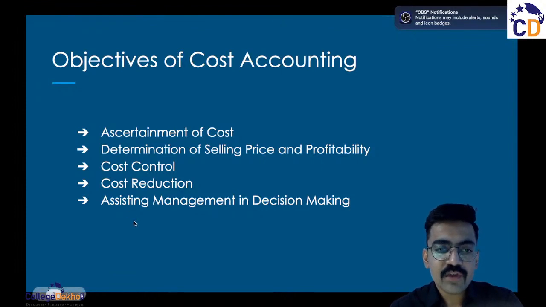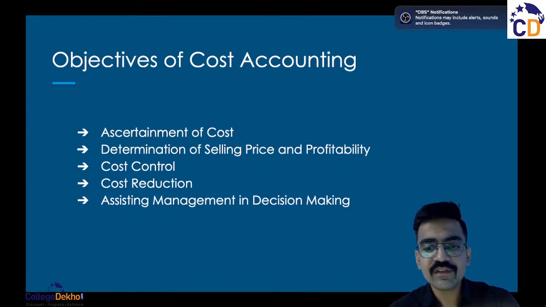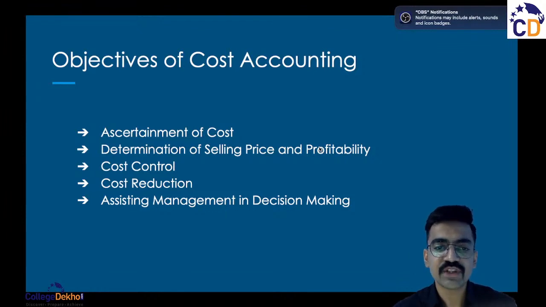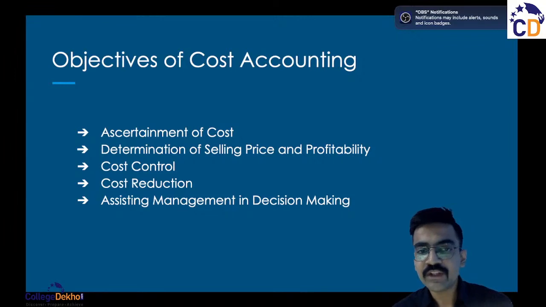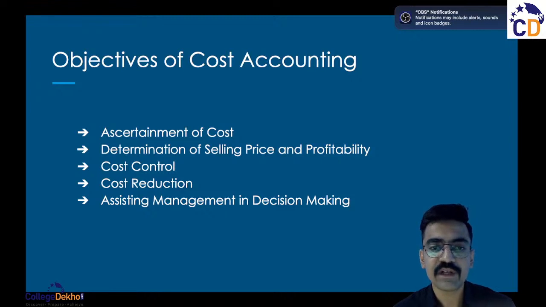Now, let us look at the last objective, which is assisting management in decision making. Now, all of these objectives combined, the ascertainment of cost, the determination of selling price and profitability, the cost control, the cost reduction, all of this information combined gives the management an inclusive approach, an outline of different types of cost, and different perspectives, let us say the profitability perspective, in how much profit should be added to the cost or how much the selling price could be, how to determine the selling price.